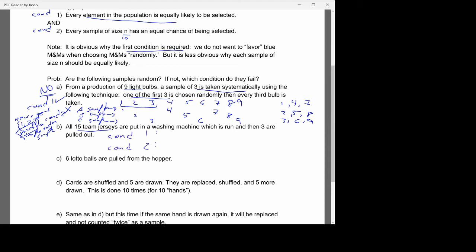So for the first condition, are you just as likely to get any jersey as any other one? And hopefully you see the answer is yes. How about the second condition? Is there any group of 3 jerseys you cannot get or that's less likely? I think you can see they're all just as likely. Any group of 3 jerseys would be fine. So in this case, n is 3.